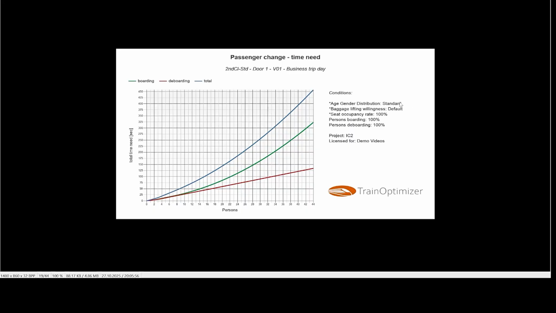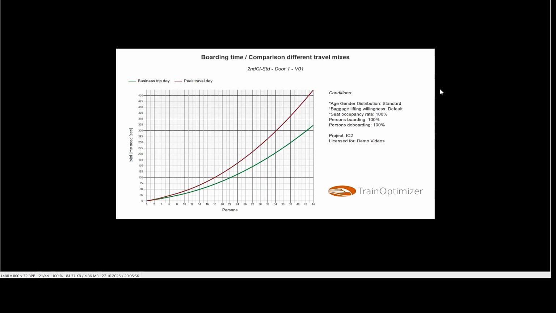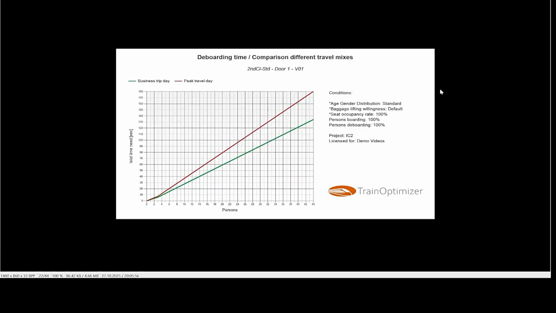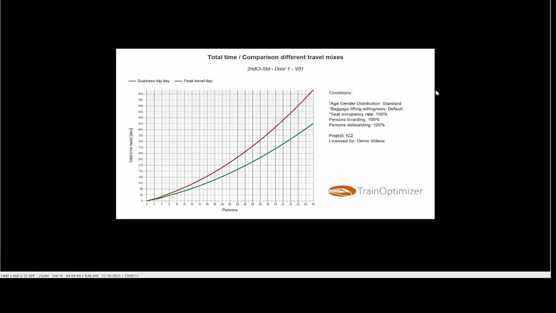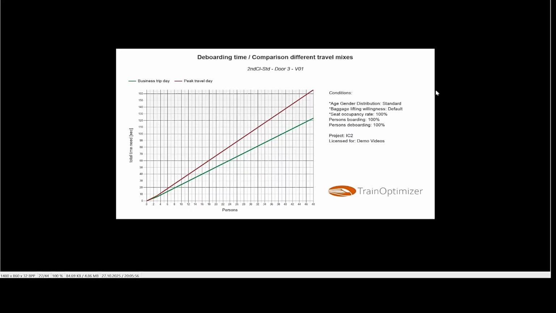Here we can now see the individual doors in terms of boarding time, alighting time, and total changeover time. One example shows the business travel day or the main travel day. These representations are created for all doors. In this display, we compare the different travel purposes with each other, both for disembarking and for the total time. You can see that there are a variety of evaluation options.